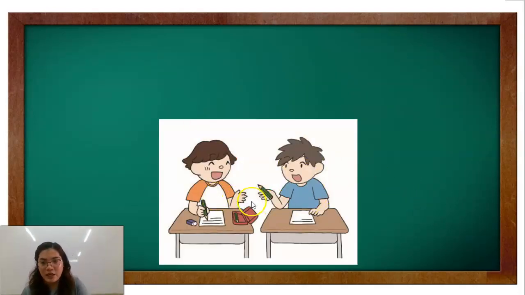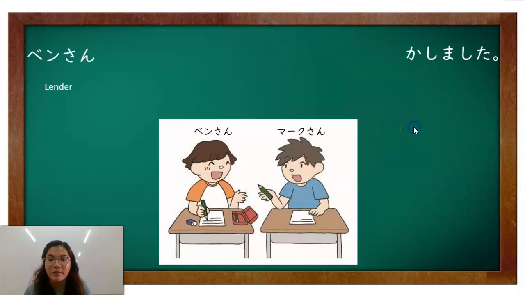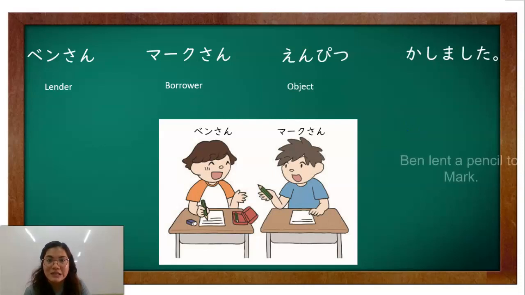So as you can see is pinapahiram ni Ben si Maku ng lapis. Okay? So pinahiram. When you say pinahiram na, so kashimasu becomes kashimashita. Nagawa na ang isang verb. So our person 1 here, so si lender natin or ang nagpahiram is Ben. Ang nanghiram is Maku-san, and yung pinahiram na object is impitsu, which is lapis.